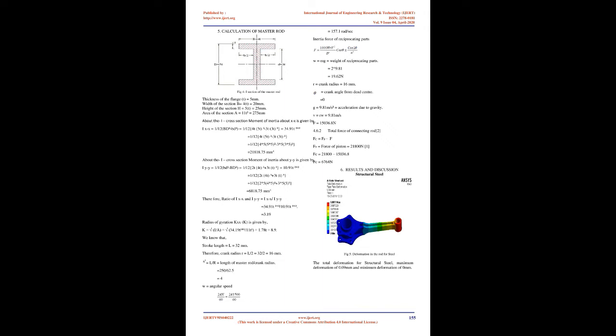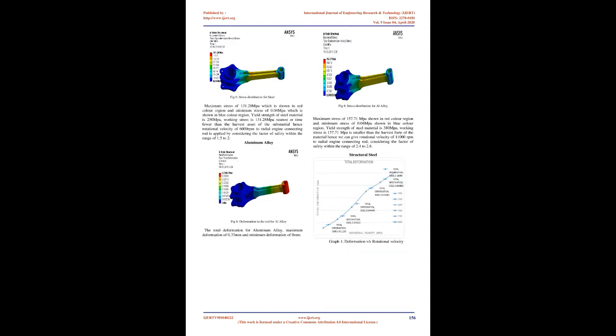Maximum stress of 131.28 MPa is shown in the red color region and minimum stress of 0.04 MPa is shown in the blue color region. The yield strength of the steel material is 250 MPa and the working stress is 131.28 MPa, which is lower than the yield strength of the material. Hence a rotational velocity of 6000 rpm is applied to the radial engine connecting rod, considering a factor of safety within the range of 1.5 to 2.